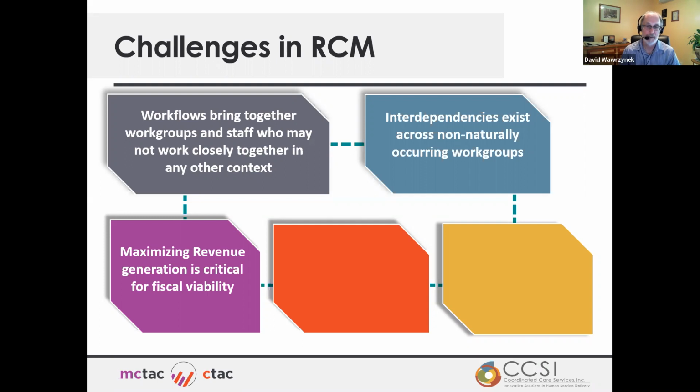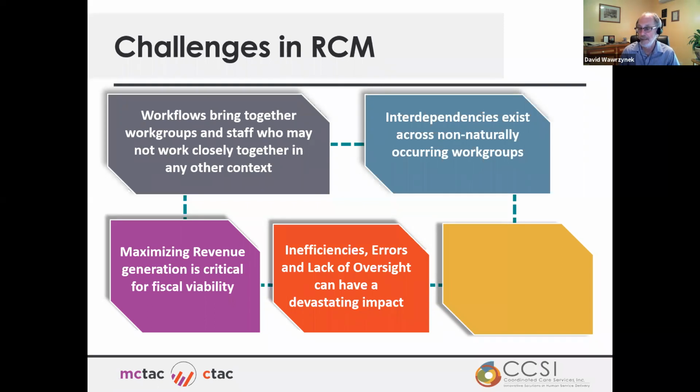Of course, in revenue cycle management, maximizing revenue generation is critical for financial viability. Inefficiencies, errors, and lack of oversight can have devastating impact. Sure, devastating impact. An OMIG comes in and suddenly you owe $3 million back. And you have to make that out of current cash flow. That's certainly not something you reserved because you didn't think that you were going to have it. Lack of collection of fees, inefficient revenue cycle management can have a devastating impact. Not evaluating risk well, agreeing to a unit cost that you can't make, all kinds of inefficiencies that can have devastating impact. And we see this in revenue cycle management.